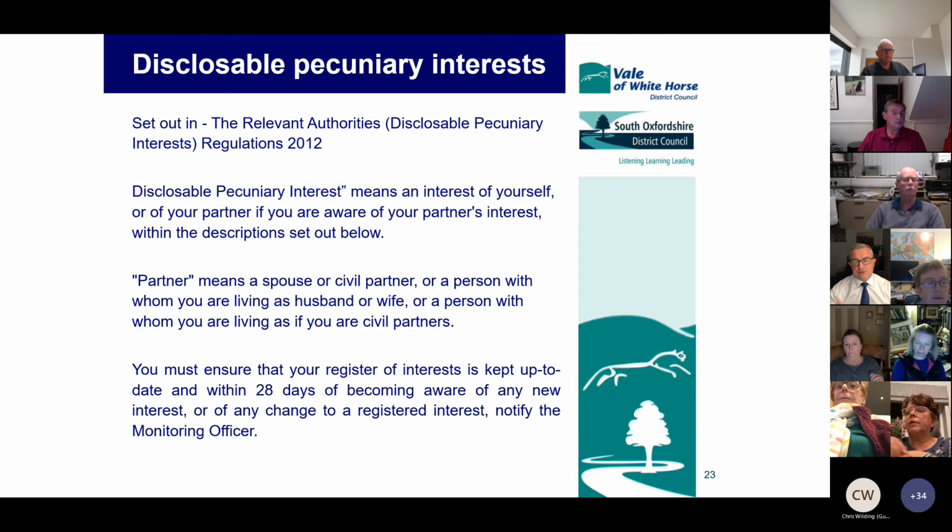But it must relate. So essentially, the issue which you're considering must relate to your DPI. An example from the guidance the LGA put together: if you have registered 1 Acacia Avenue as your address, you would have a DPI if you put in a planning application for number 1 Acacia Avenue, or if the whole of Acacia Avenue was being considered for a resident parking zone. That directly relates to your DPI. But you wouldn't have a DPI if number 3 Acacia Avenue were put in a planning application, as the matter does not directly relate to your registered interest. But in those circumstances, you may well have a non-registerable interest, as the application may indirectly affect your property.